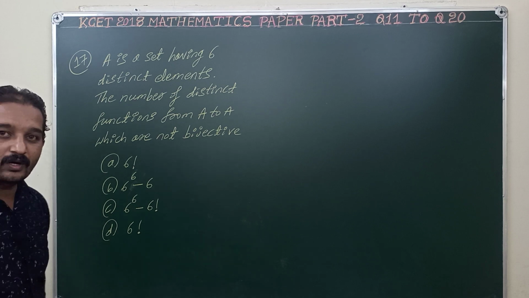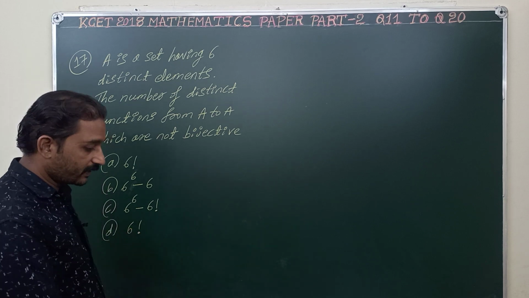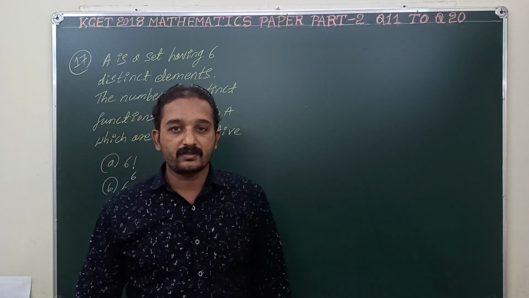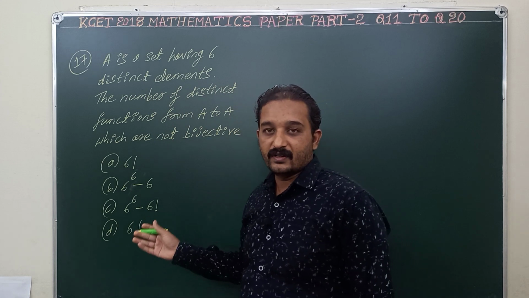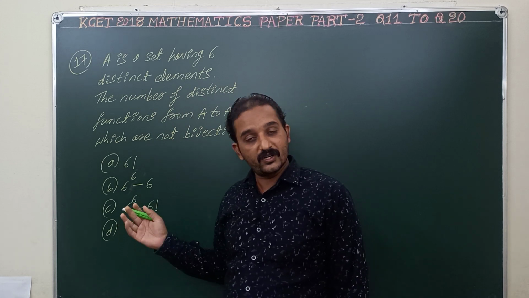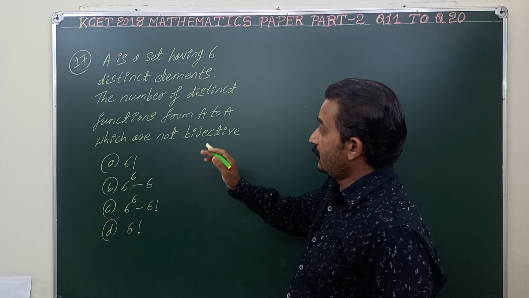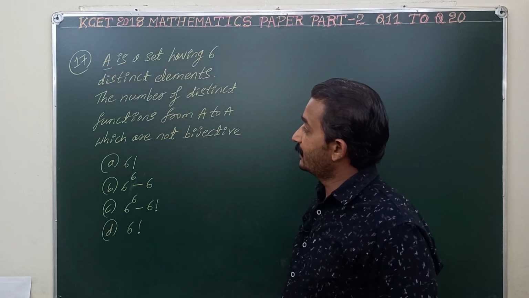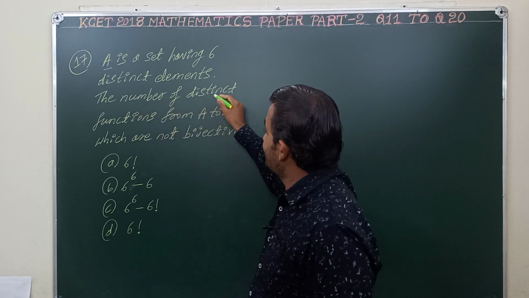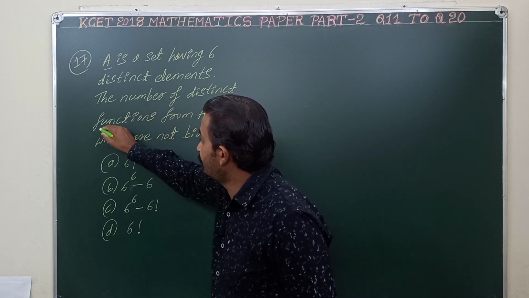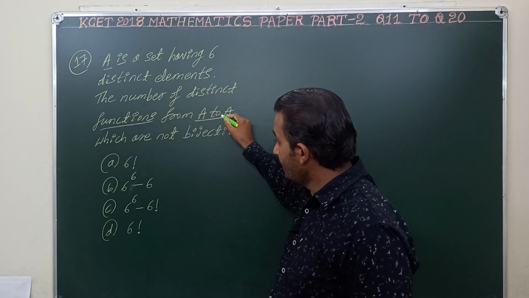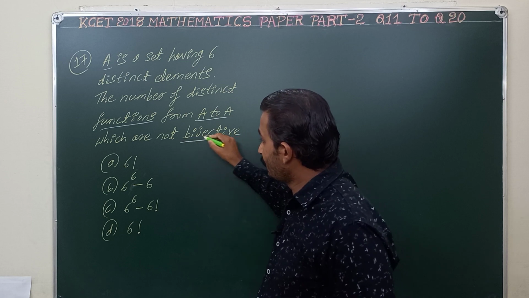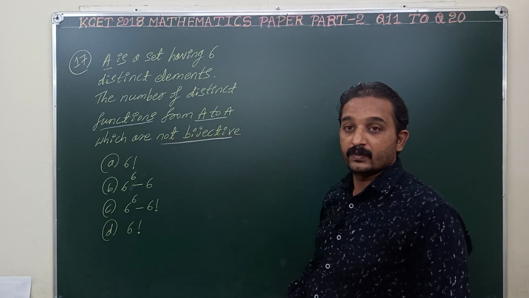So now let us move on to the next question, question number 17. This question is once again based on the chapter relation and function, which belongs to the second year, function. So let us see the question. A is a set having 6 distinct elements. Then we have to find out the number of distinct functions from A to A which are not bijective.